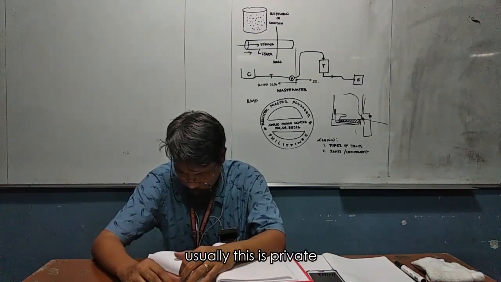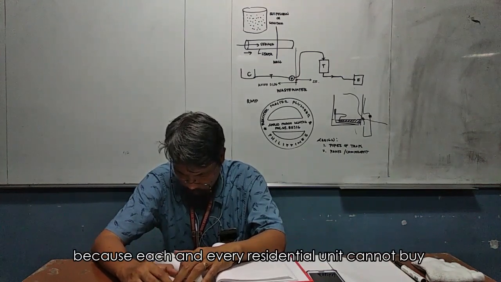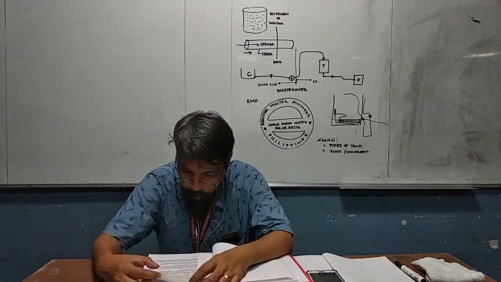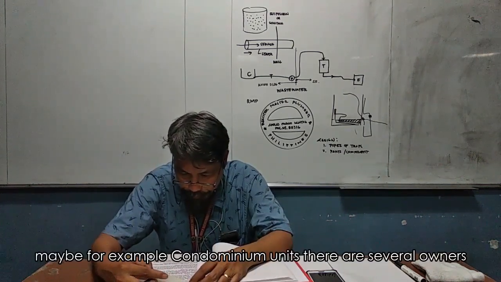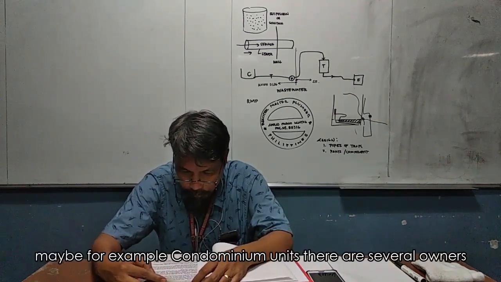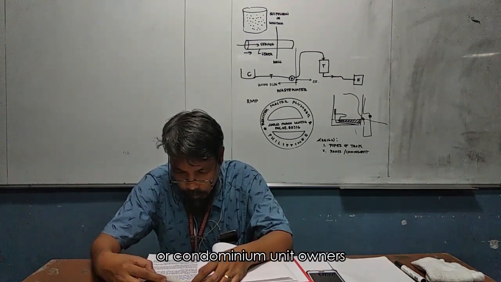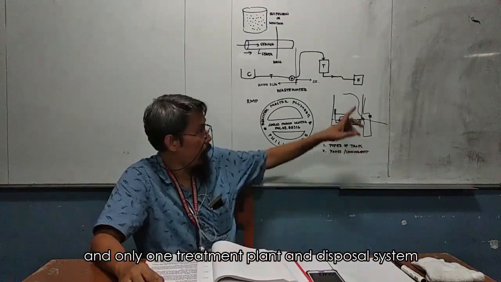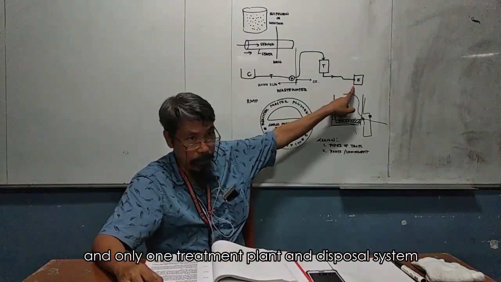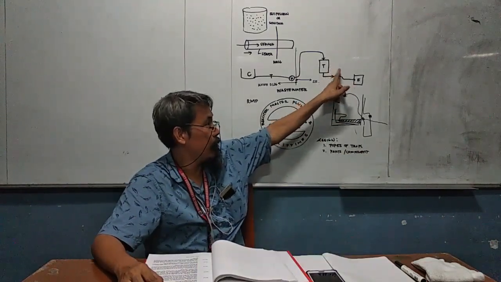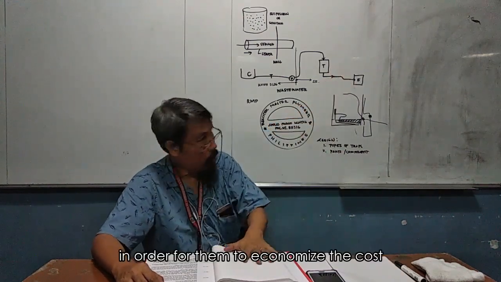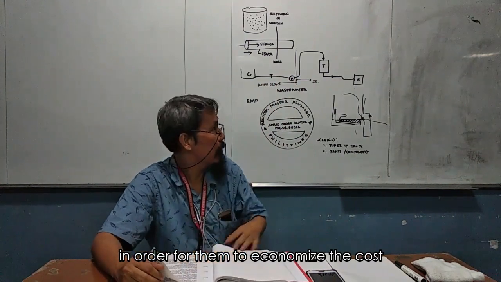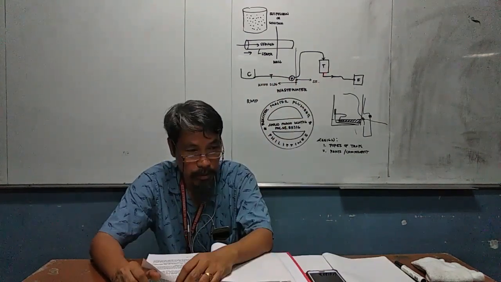Usually this is private, because each and every residential unit cannot buy its own. So maybe, for example, in condominium units, there are several owners, and only one treatment plant and one disposal system. So in common, in order for them to what? Economize the cost. And because of that, we need what?